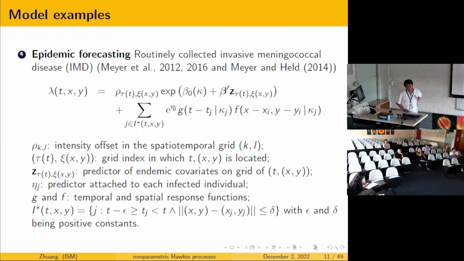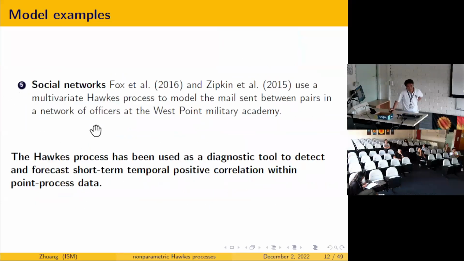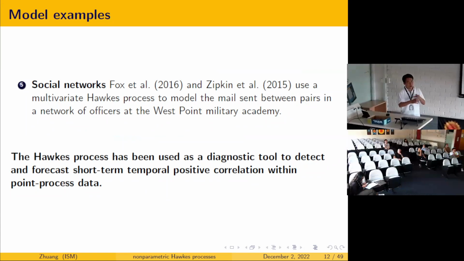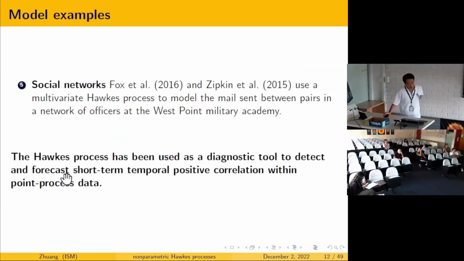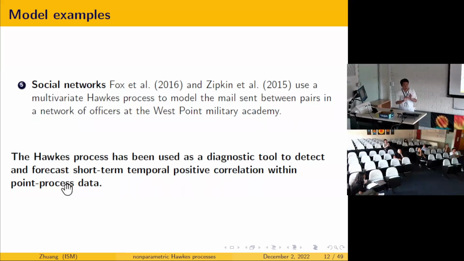We also have Hawkes models for epidemic forecasting and for social network behavior modeling. So in those days, the Hawkes process is a simple model trying to describe the kind of trigger mechanism between events. It is not just used as a diagnostic tool to detect and forecast the short-term temporal correlation between the events in one process data.